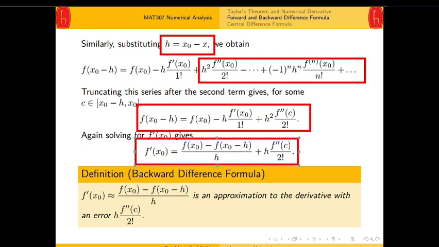This will give us the second definition, the backward difference formula. The first derivative at x naught is approximated by the function value of f at x naught minus the function value of f at x naught minus h, divided by h. This is a derivative approximation for the first derivative, and the error with this formulation will be h times the second derivative of f at some point c divided by 2 factorial.